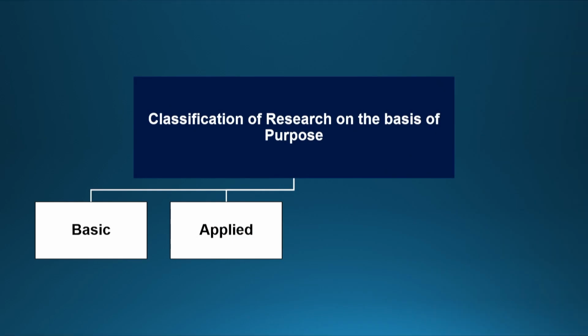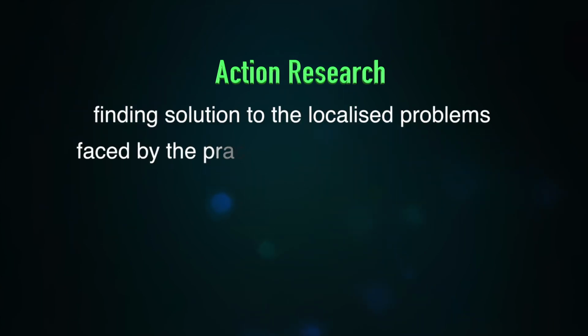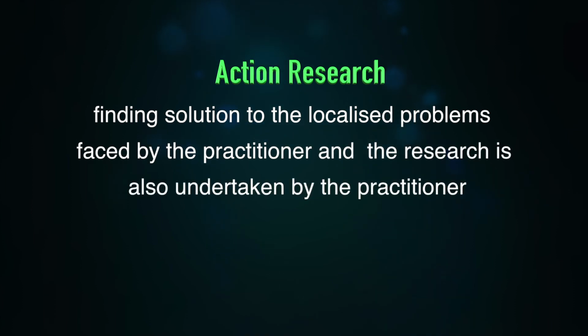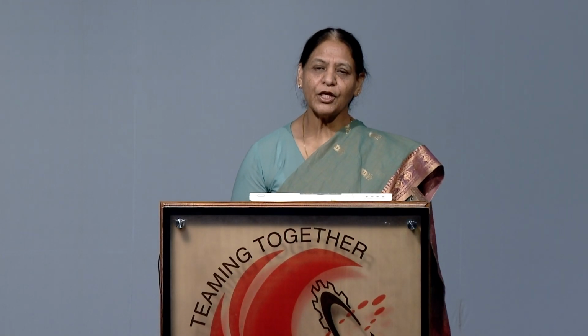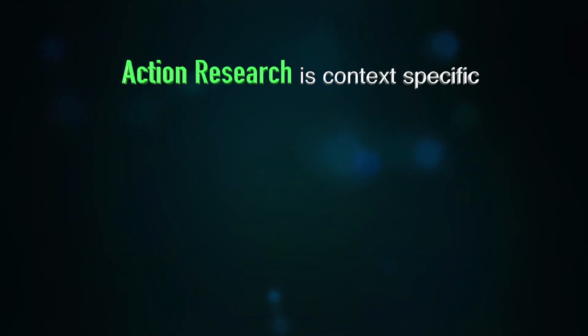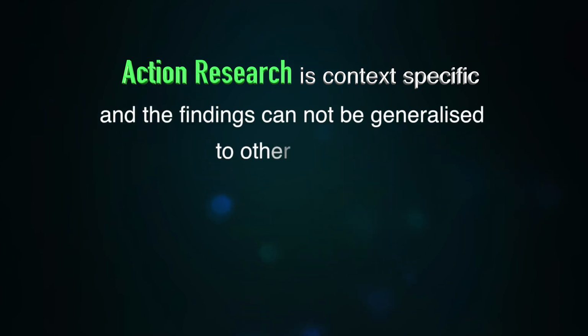The third type of research is action research. Action research aims at finding solution to the localized problems faced by the practitioner, and the research is also undertaken by the practitioner himself or herself. Say for example, a teacher faces a problem in the classroom, he or she is unable to motivate the learners, and thus there is low performance of students in the subject. Now this is a very specific problem faced by one teacher teaching one particular subject in a classroom situation. So here the teacher himself undertakes research to find out ways and means of arousing and sustaining the motivational level of the learner, and then solve the problem faced by him or her. So action research is context specific, and the findings cannot be generalized to other settings.